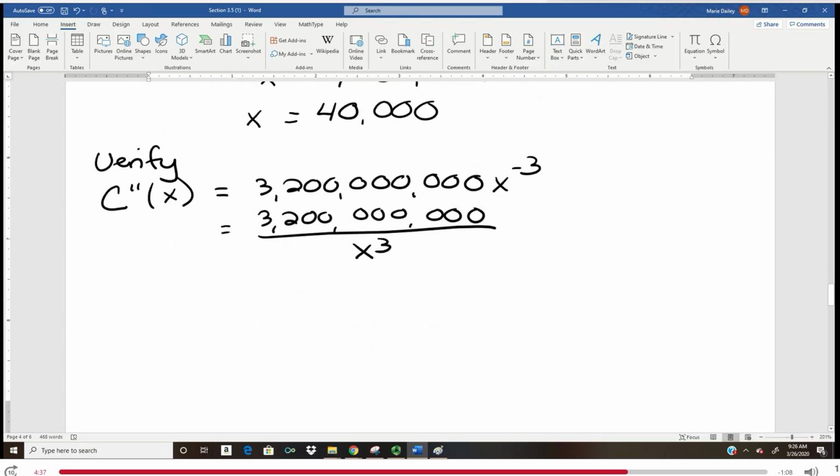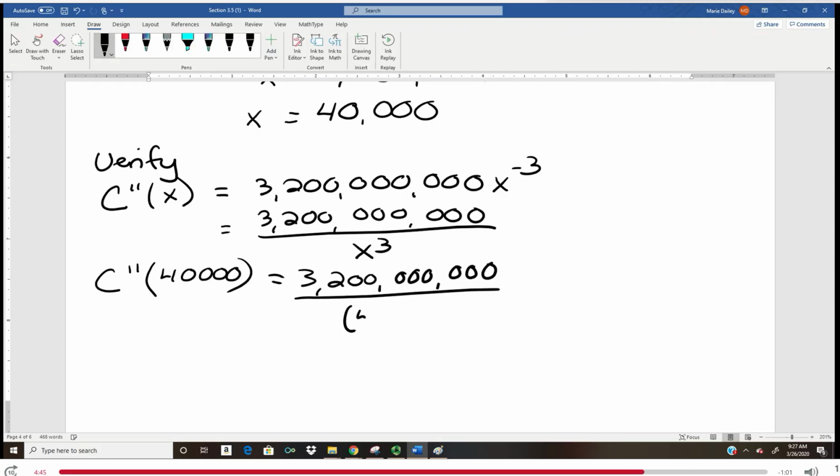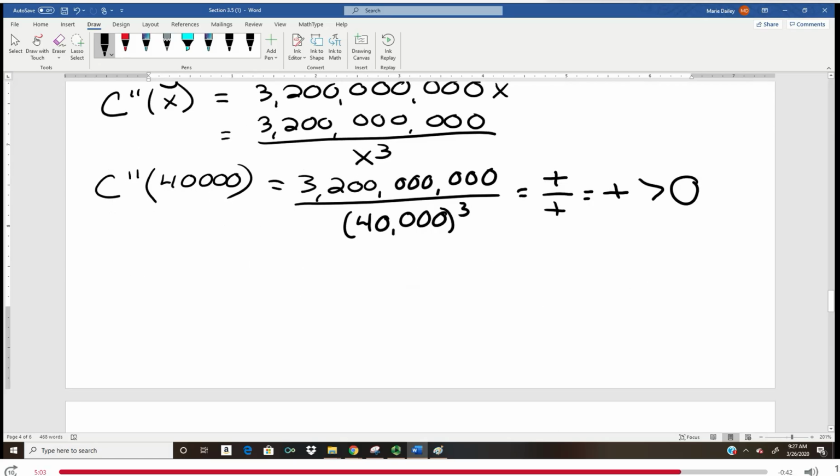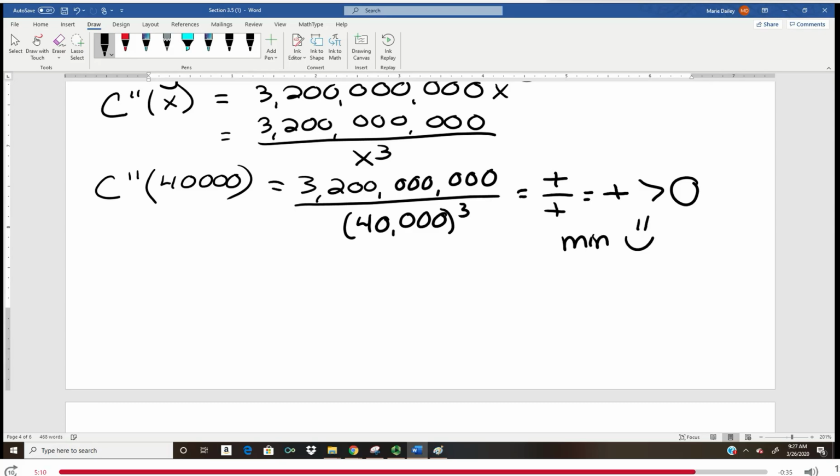Now, plugging our critical value into our second derivative, these numbers are astronomically huge, so I'm not even going to bother computing them out. 3.2 billion, that's a positive. 40,000 to the third is positive. A positive divided by a positive is a positive, and all positive numbers are greater than 0. So, by the second derivative test, this is in fact going to be a min, which is awesome.